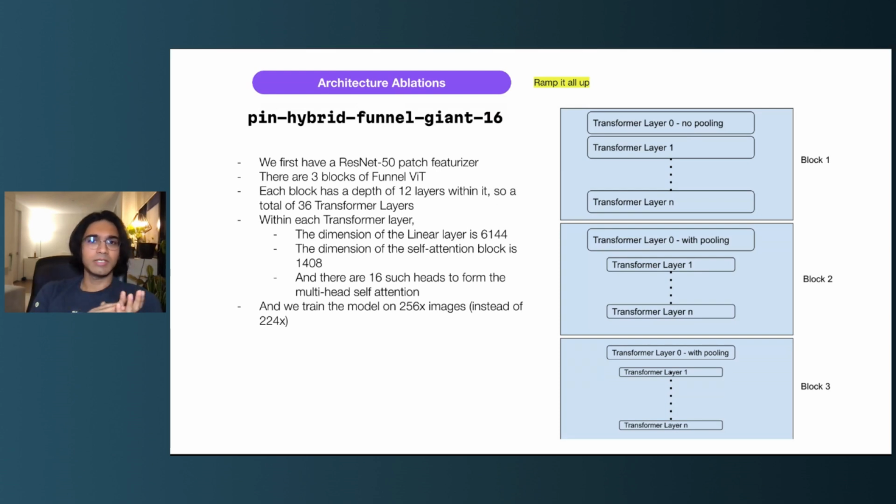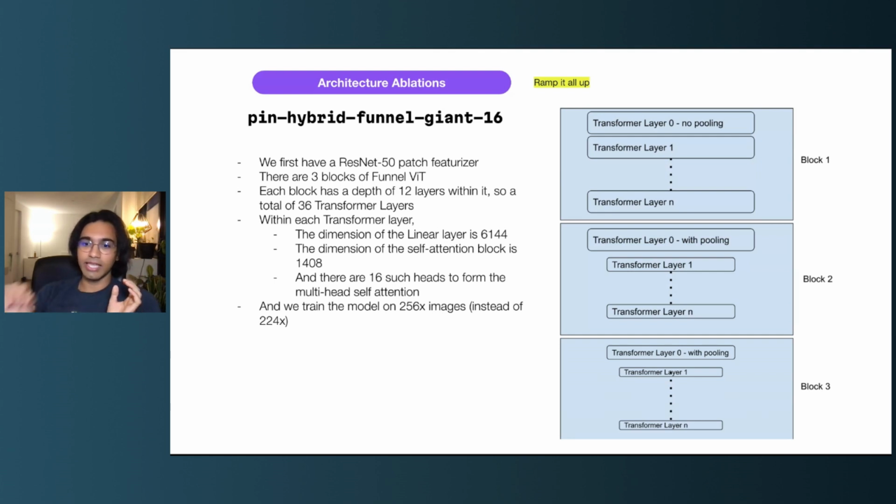Next, we just had to ramp it all up even more. So instead of our ResNet 9 patch featurizer, we scaled it up with a ResNet 50, so a 50-layer ResNet as the patch featurizer. And we added many more layers to our funnel ViT architecture.